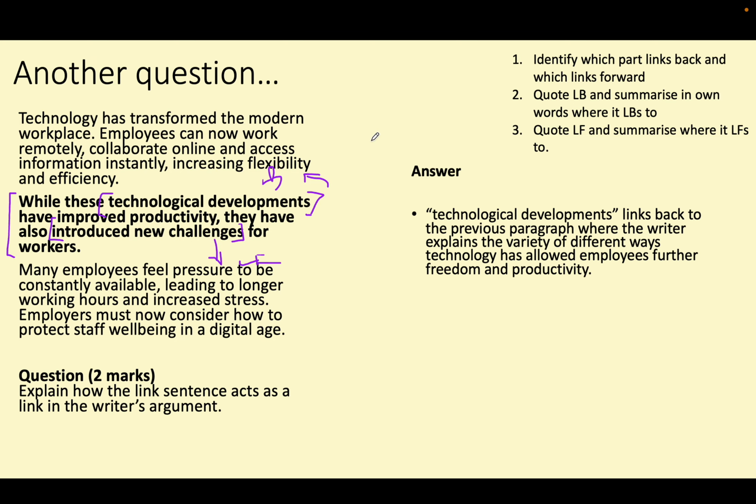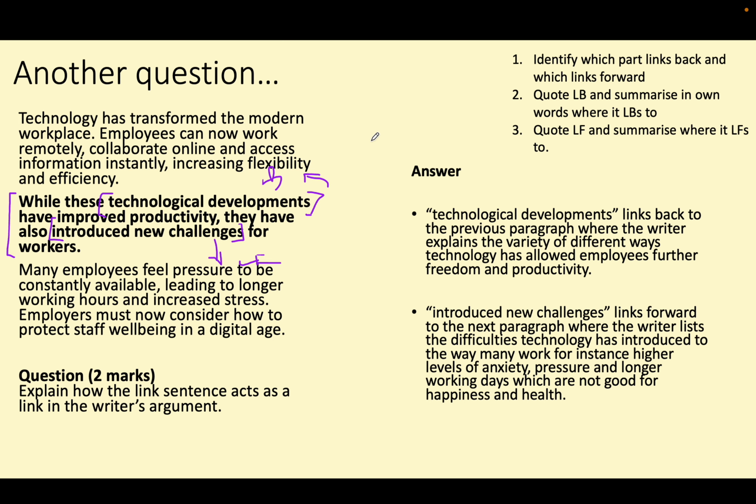So, answer then. Technological developments links back to the previous paragraph where the writer explains the variety of different ways technology has allowed employees further freedom and productivity. So I've quoted the part of the link sentence that links back, and in my own words I've summarised what that previous paragraph was about. Introduce new challenges links forward to the next paragraph where the writer lists the difficulties technology has introduced to the way many work, for instance, higher levels of anxiety, pressure, and longer working days, which are not good for happiness and health. Really nice, clear, and developed answers.